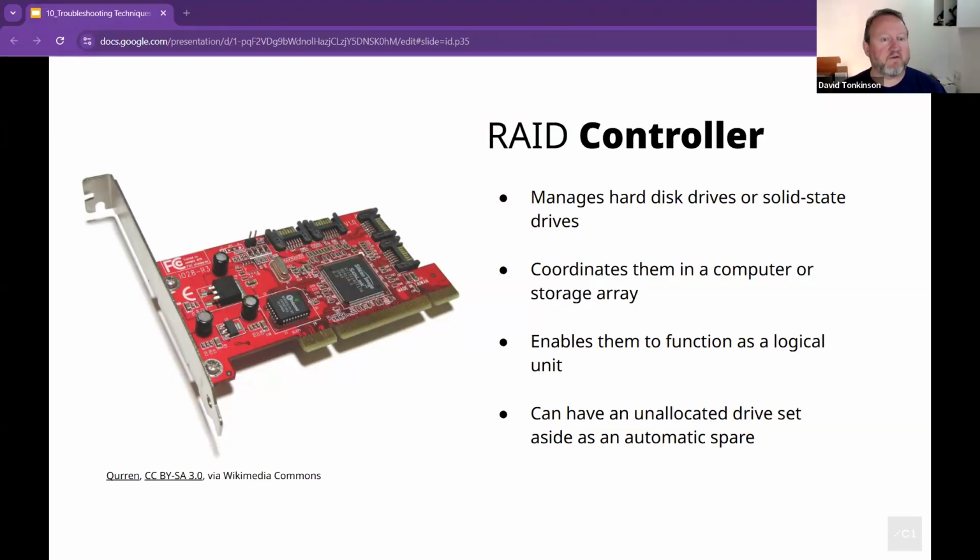It is possible that these do fail. They are electronic devices, so it's possible that the RAID controller will fail. You will lose the entire RAID.